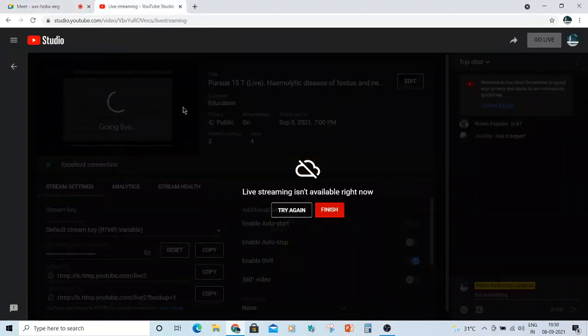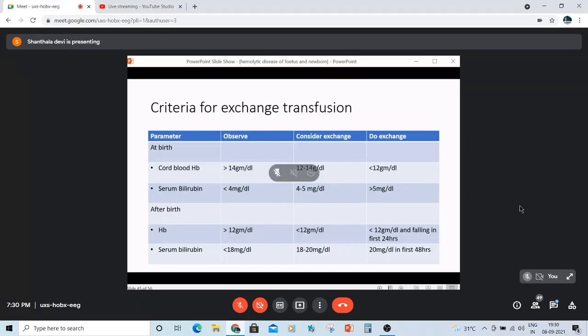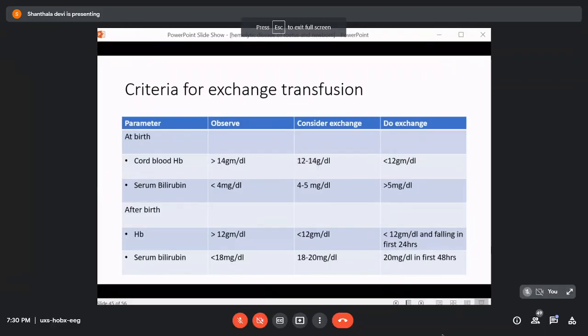Similarly, the bilirubin in the cord blood at birth will be low because the maternal circulation has been taking care of the bilirubin. So it will be around 4 milligrams per deciliter. Less than 4 milligrams, observe the baby, 4 to 5, consider an exchange, and greater than 5, do the exchange.